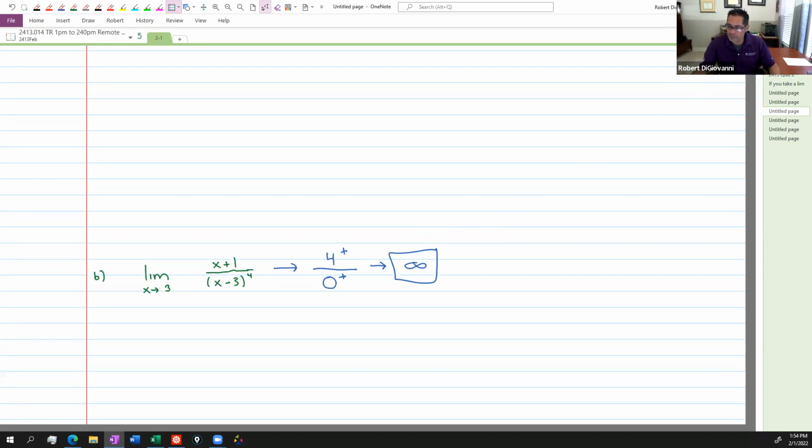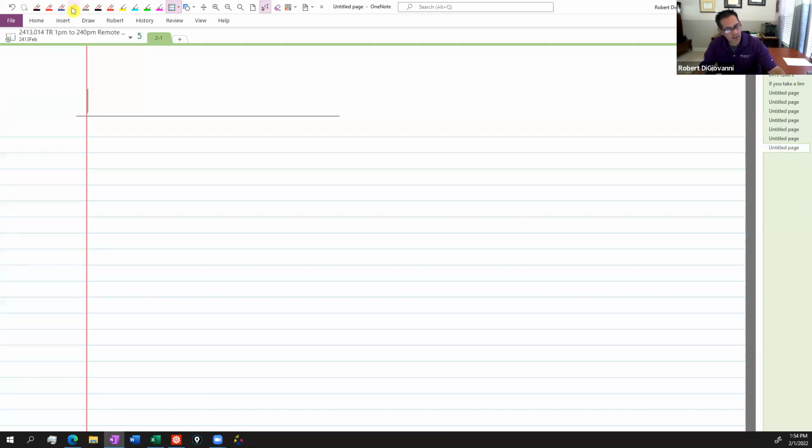I think I want to do one more. Let me add a page here. How about this one? Limit as x goes to 0 from the left of x plus 3 over sine x. Okay, we haven't seen this yet. This is new.